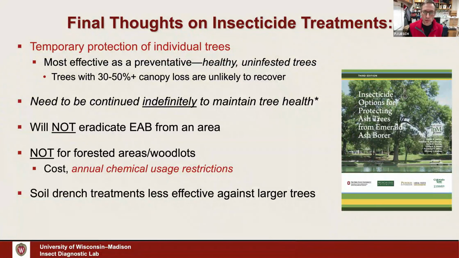Also, we know that with the soil drench treatments that homeowners can use, once the trees get to a certain size, the canopy increases exponentially. And so you need a higher dosage to fully protect those trees. Homeowners can't legally do that with their products. The arborists can with their imidacloprid products, or they could use trunk injections of emamectin benzoate.